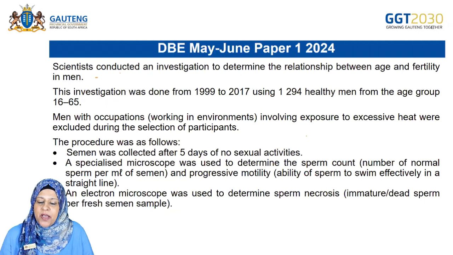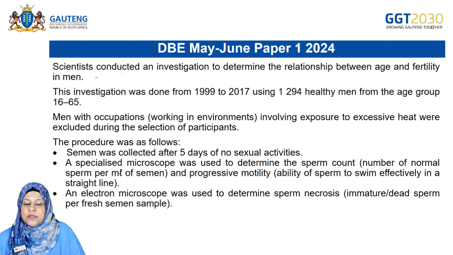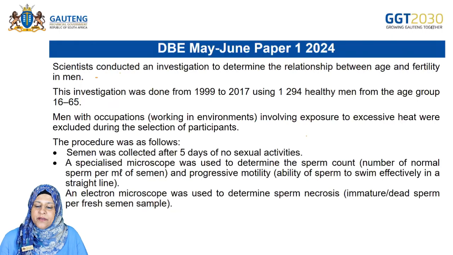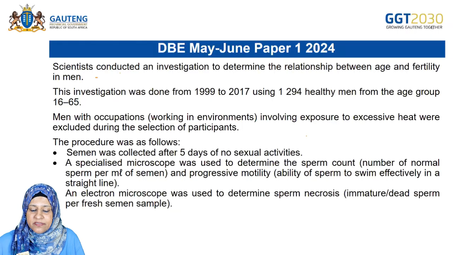Right, the last paper I want to look at is the DBE paper. This is a May-June supplementary exam, paper 1, 2024. And I've got it here because that's where you can go back and look if you want to see this paper.